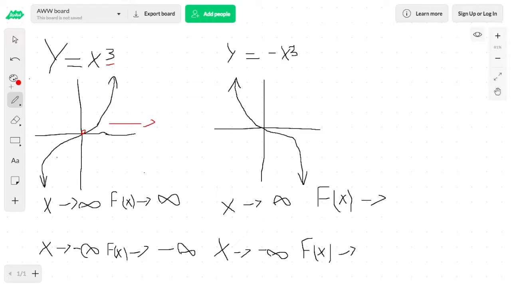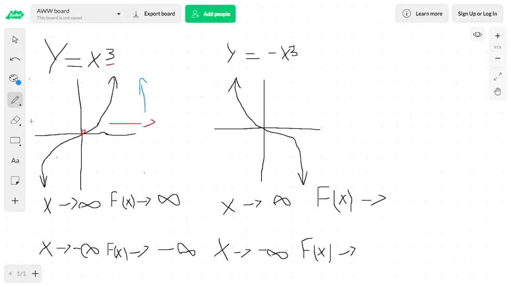Now as x approaches positive infinity, or to the right, f of x also approaches positive infinity and goes up. That would mean that f of x would equal positive infinity. So it's just as x approaches positive infinity, f of x also approaches positive infinity.